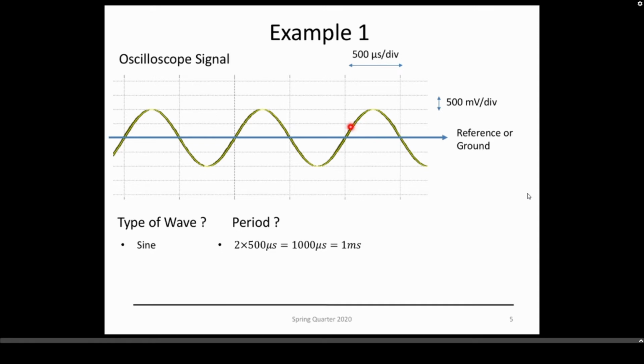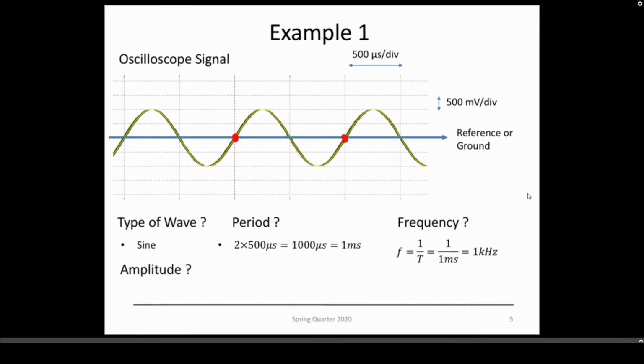I apologize, a little bit of lag on the computer. So it's going to repeat at this point. So it starts here and it goes up to there. So notice that you have two divisions between these 2 points. So 2 times 500 microseconds. The frequency is going to be the inverse of the period, 1 kilohertz.